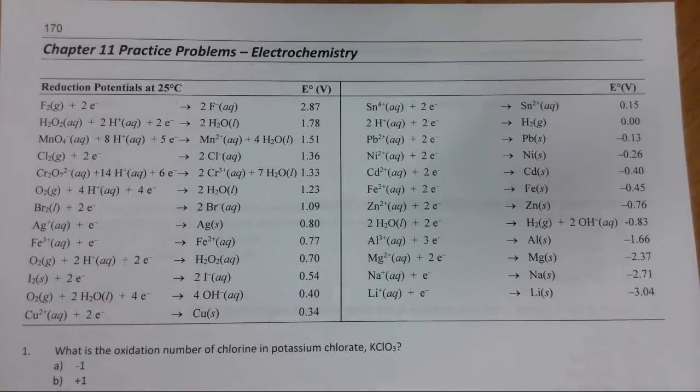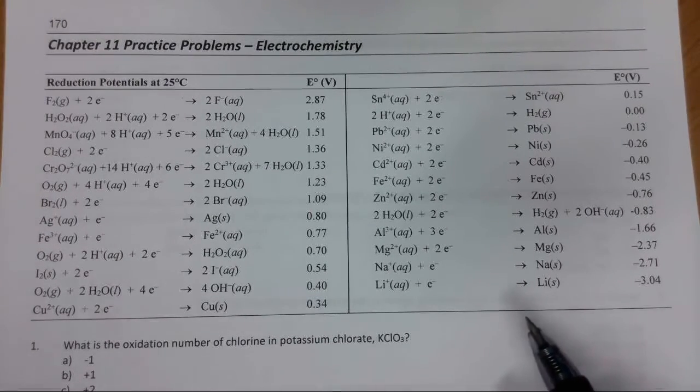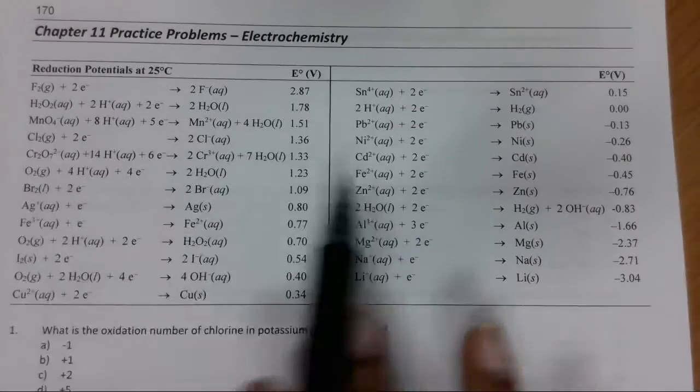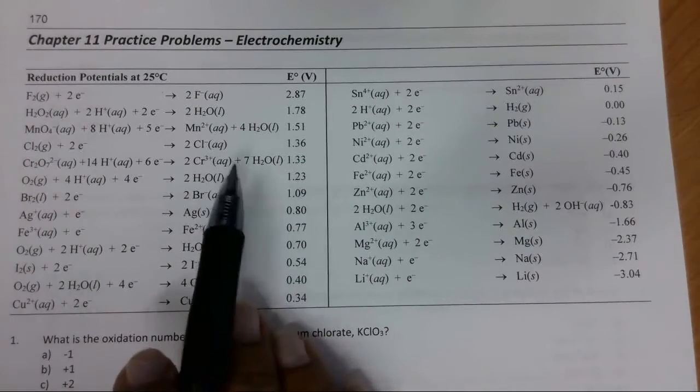Well, hello everyone. We're going to go ahead and start on some practice problems for Chapter 11. This had to do with electrochemistry, so we can get a little bit more familiar with using this table of reduction potential. The first thing I want to do is sort some things out on this table for you, so that you can use this easily.